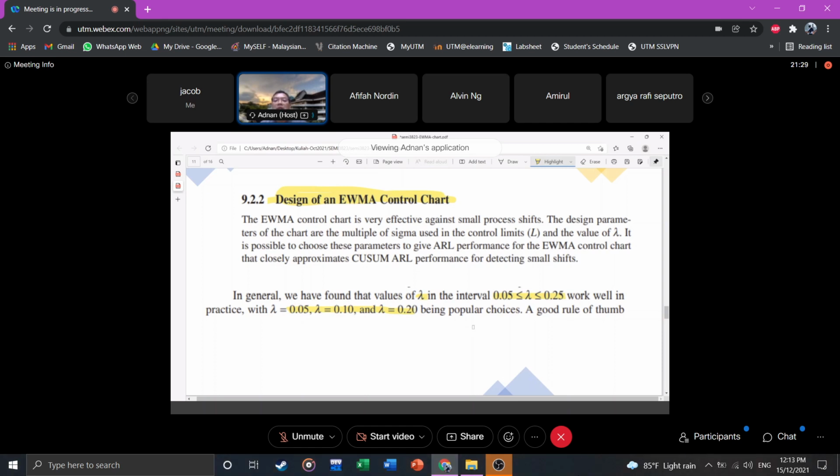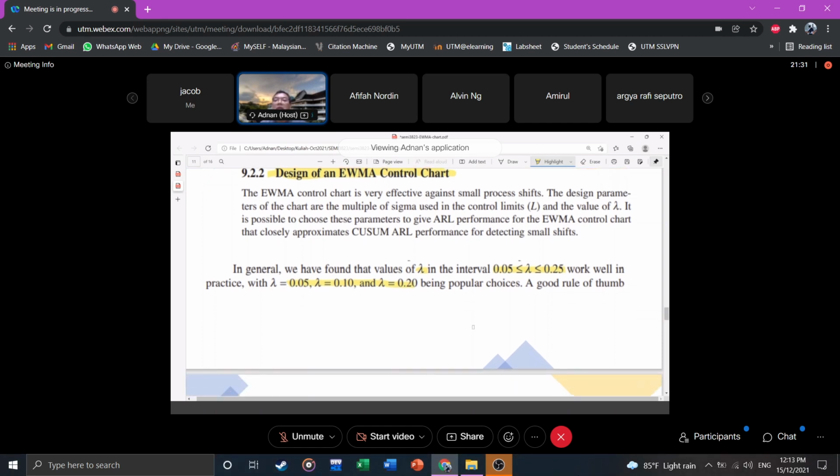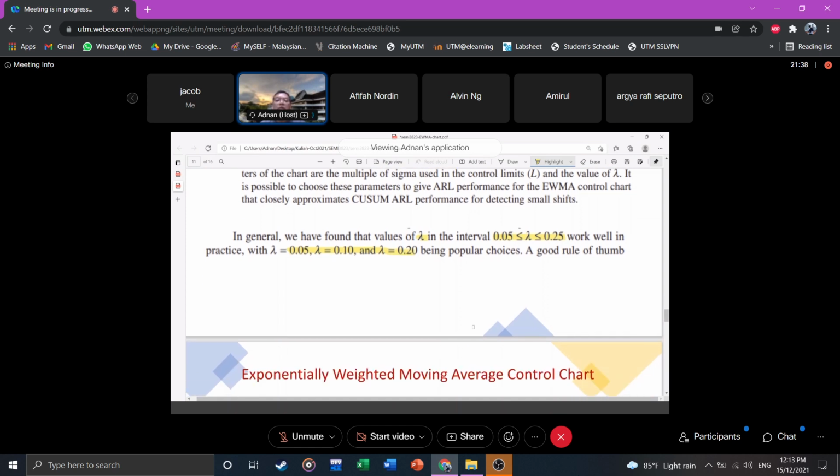So who will decide this? It depends on the experience that you have in the process. You will decide the appropriate one, but the range is recommended between 0.05 and 0.25.